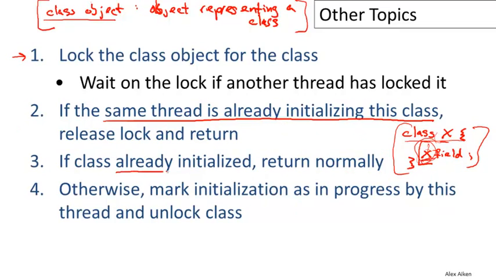Now, another possibility is that the class is already initialized. So if when we finally get the lock, we discover that some other thread got in there and initialized the class before we had a chance to, well, then there's nothing to do and we just return normally. All right. Now, if neither one of these things is true, if we get the lock and we discover that the class is not already initialized and that we're not already in the process of initializing the class, then we will mark the class to note that initialization is in progress by this thread. Okay, so we'll indicate that the class is being initialized and that we're initializing it, and then we'll unlock the class.